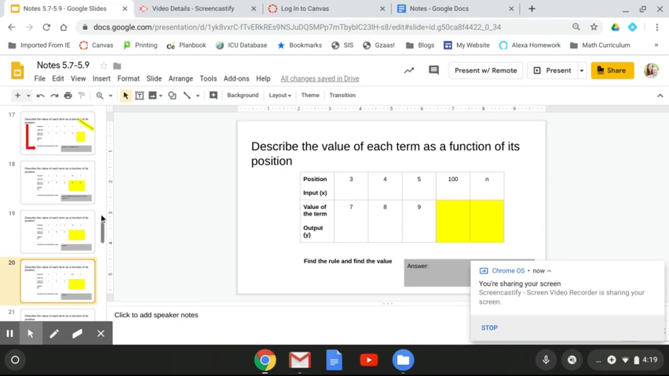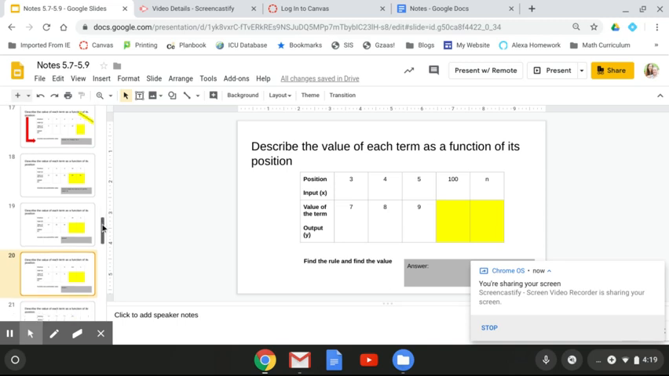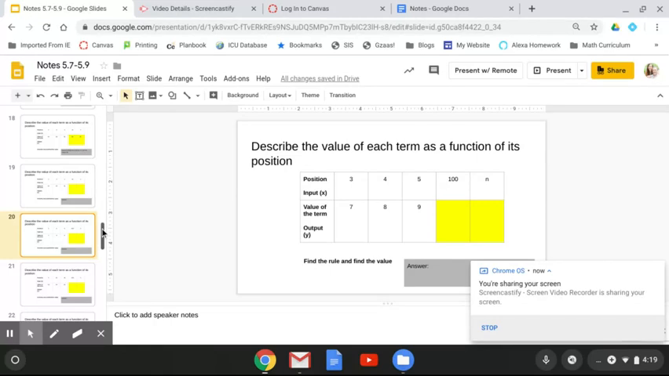All right, I think I last left off on slide 20. So if you're following along with me, go to slide 20. And we were just talking about the rule. So we're looking at how to get from 3 to 7, 4 to 8, 5 to 9.